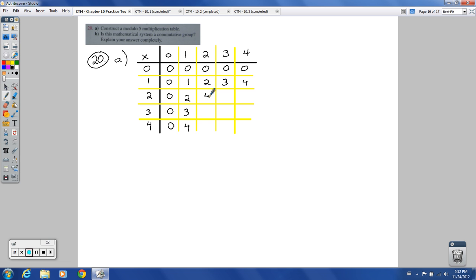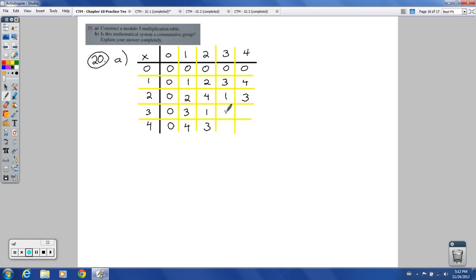2 times 2 would be 4. Now it's a little trickier. Now I have to think of what the remainder is. 2 times 3 would be 6, but 6 mod 5 is 1. 2 times 4 would be 8, but 8 mod 5 is 3. And same thing is going to hold going this way, so we have a 1 and a 3.